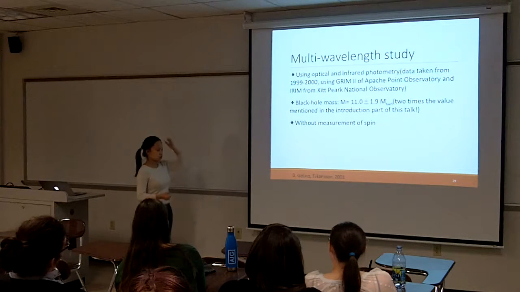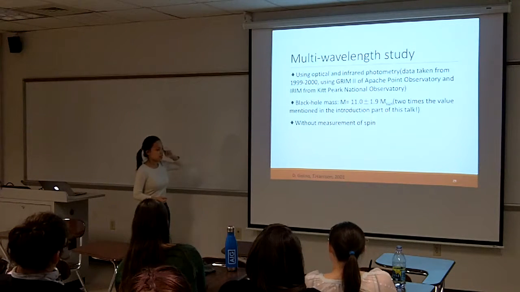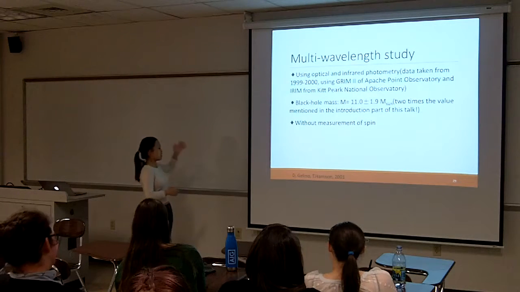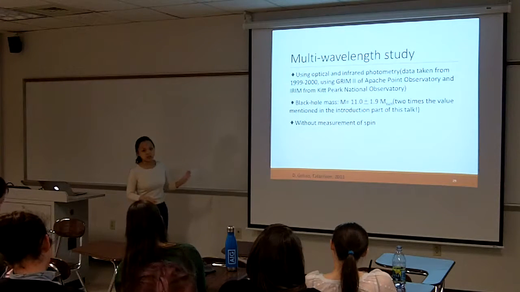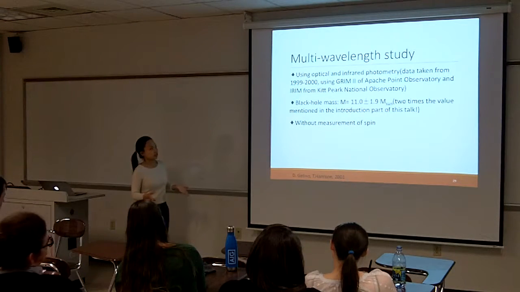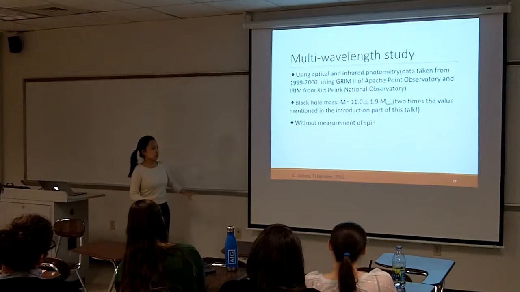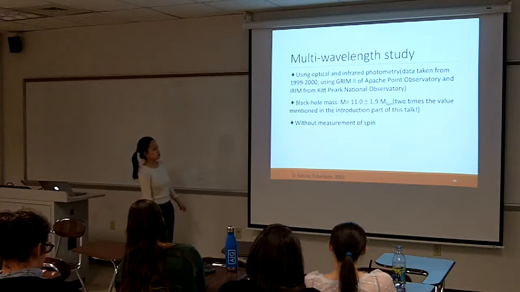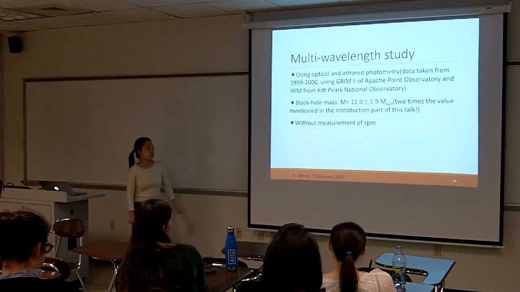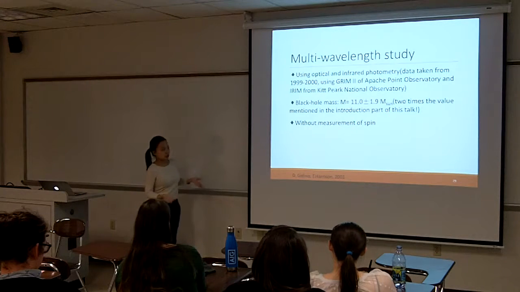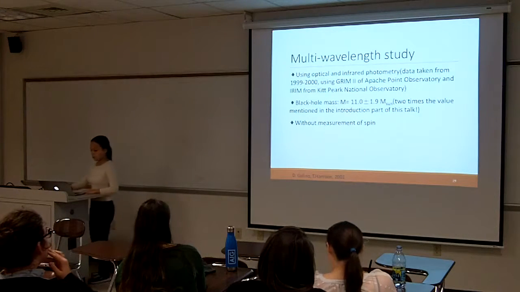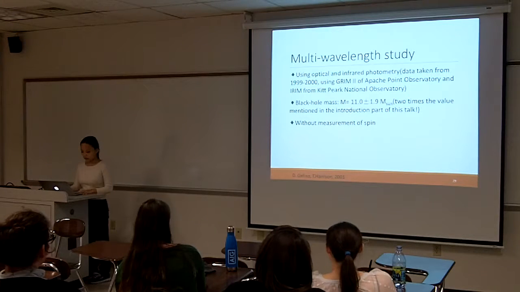Well, if you could recall from the former parts of this slide, their value was around 6. So I think using different data you can get very different results. And obviously you couldn't measure a spin with optical and infrared. And I think that's all.